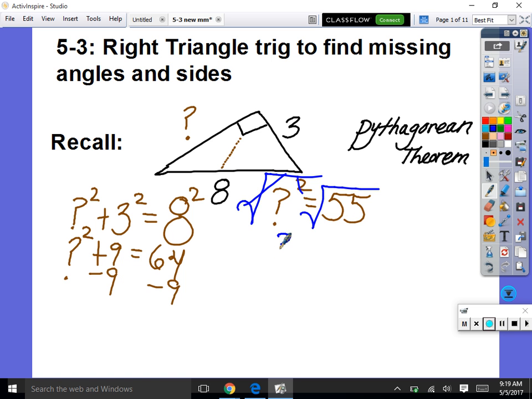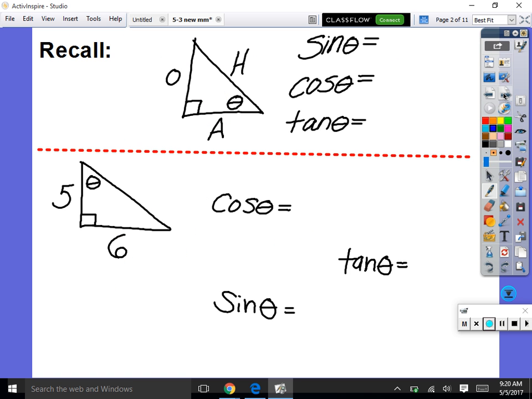Root cancels out with power, because we want just question mark. Question mark is equal to, and then we would break that down by hand if possible. So we have a 5 times 11, but neither of those break down, so we can't pull out any groups of 2, so we put them back together, put them back up there. So square root of 55. Don't forget the square root, because if you write just 55, we'd be off. Everybody good? Awesome job.